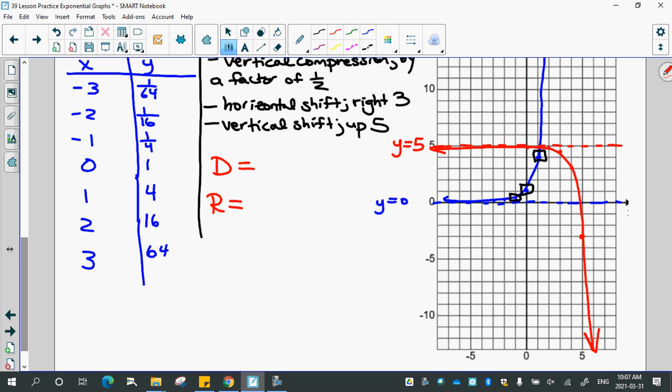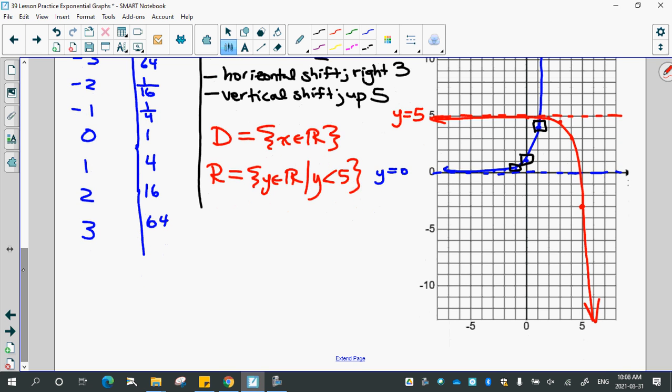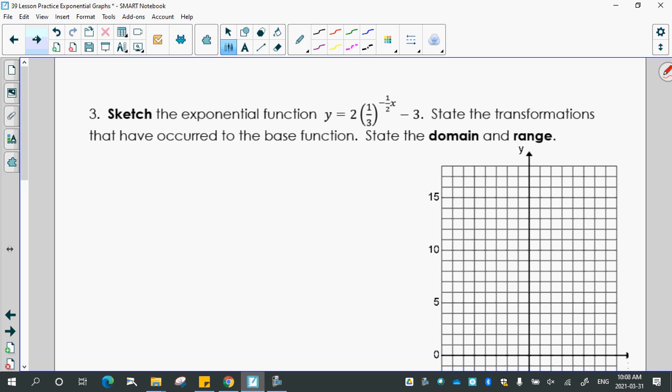Domain. All real numbers. That doesn't change. The range does, though. So the range for this one is going to be all real numbers as long as y is less than 5, yes. Because we have that vertical reflection. Okay? Alright. Good. Right? Excellent. Didn't get our parent drawn anyways before break.